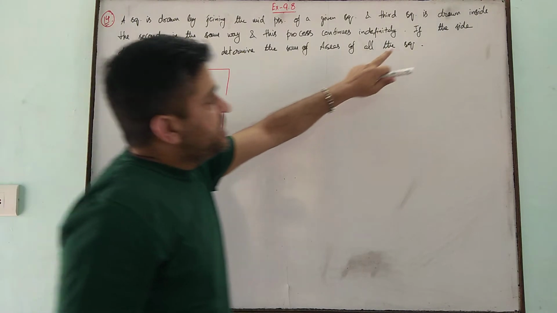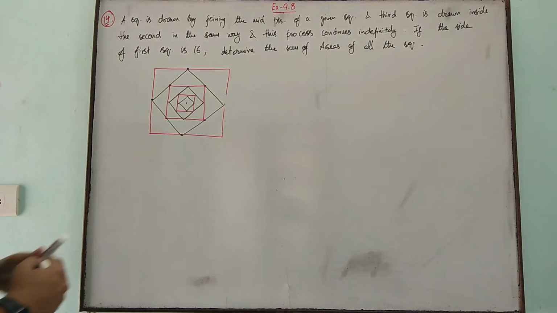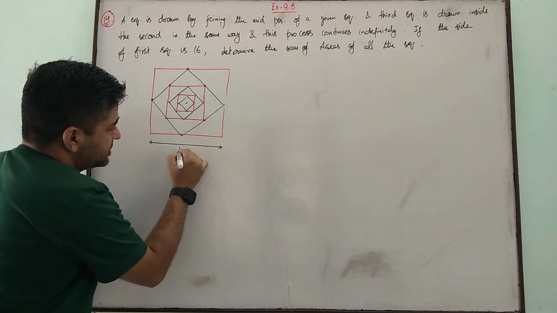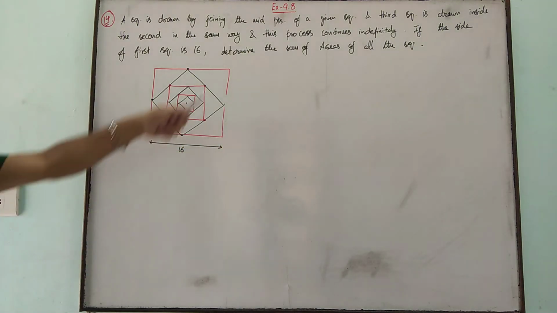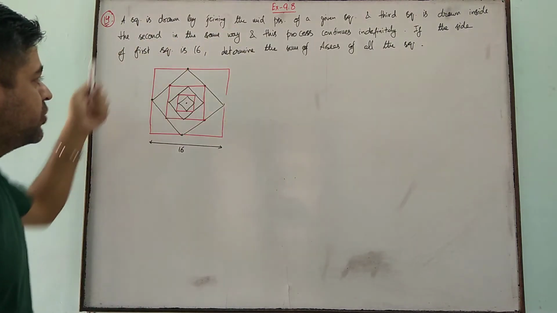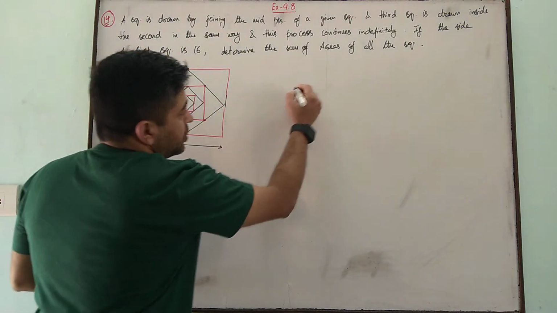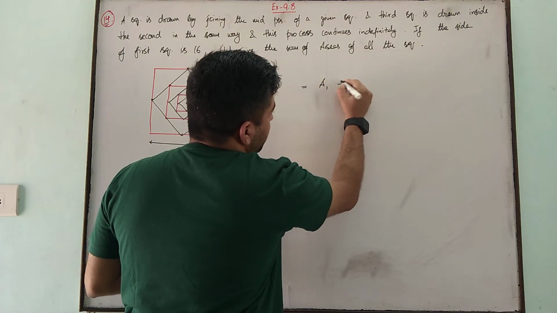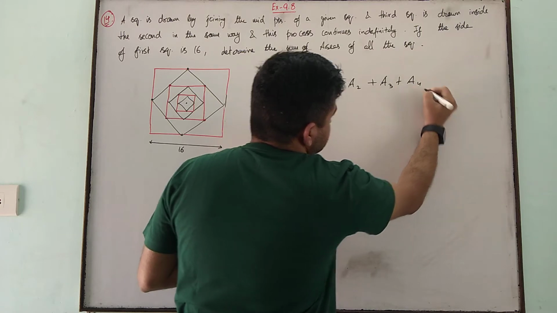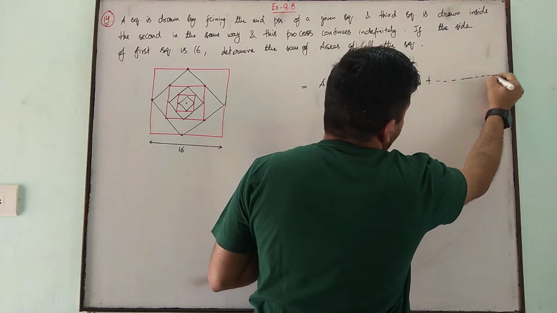Right? He said if the side of the first square is 16, this is given 16 and it is a square given, determine the sum of areas of all the squares. So you have to find the sum of areas of all the squares up to infinity.